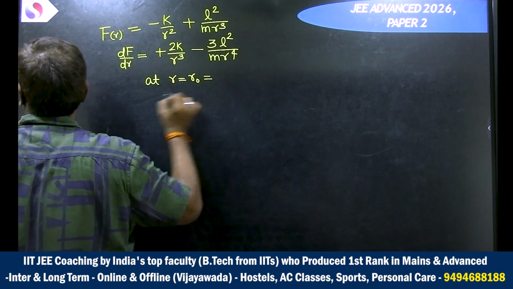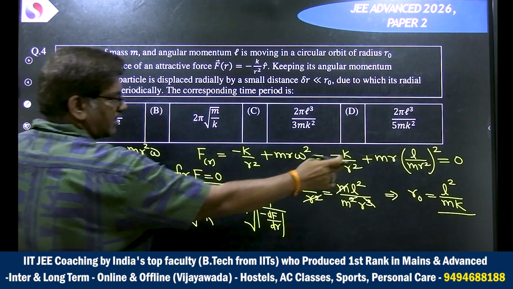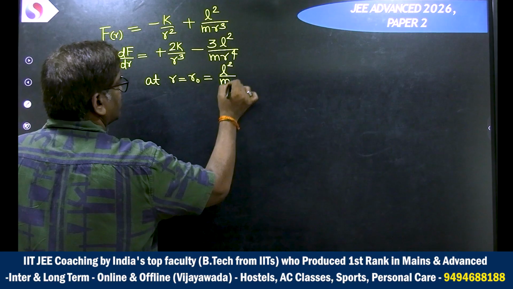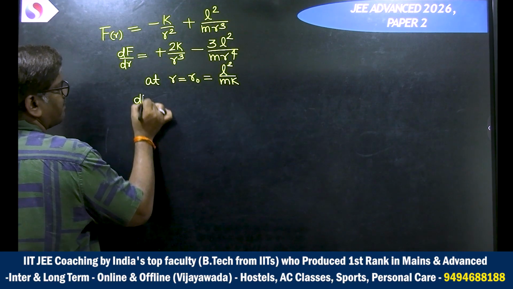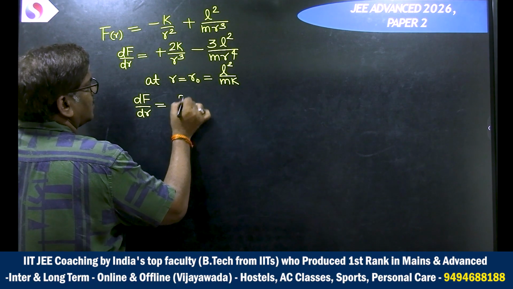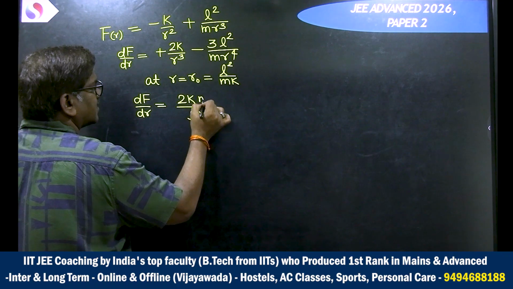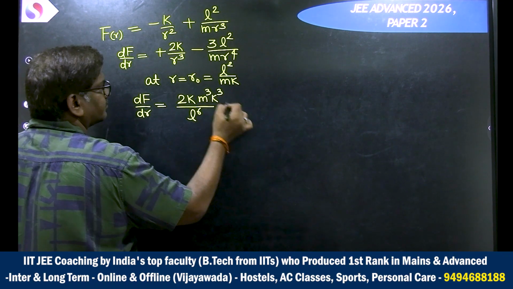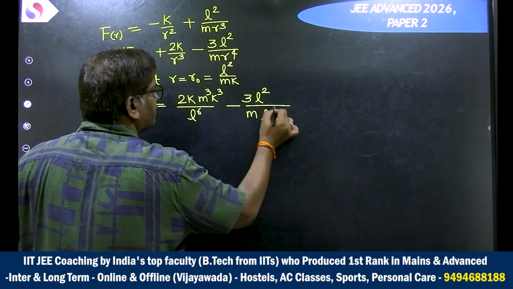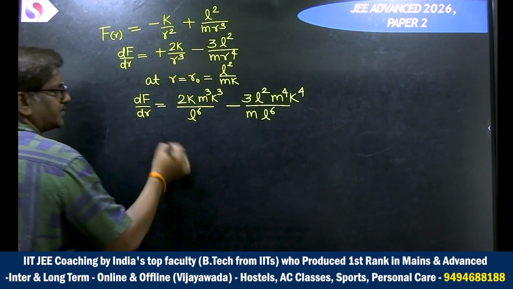And what is this value of r naught? We calculated before at the mean position. This value comes as L square by mk. So I am just going to substitute this value. So what is df by dr? df by dr will be 2k by L to the power 6 by m cube k cube, minus 3 L square by m L to the power 8 by m to the power 4 k to the power 4. All right. So now we can solve it.